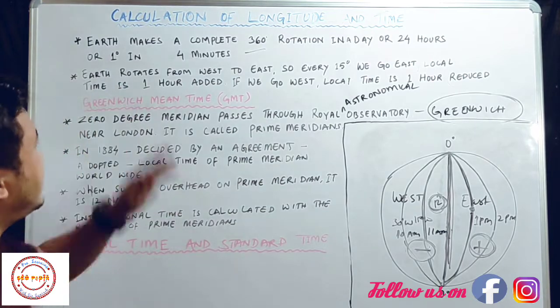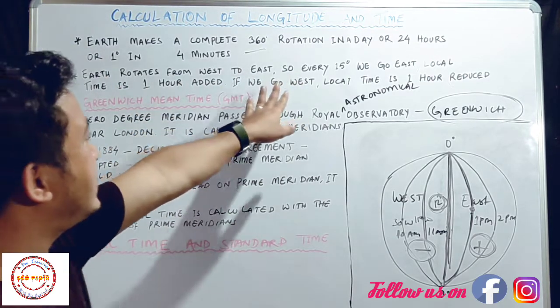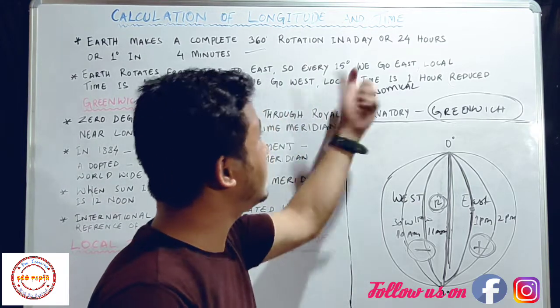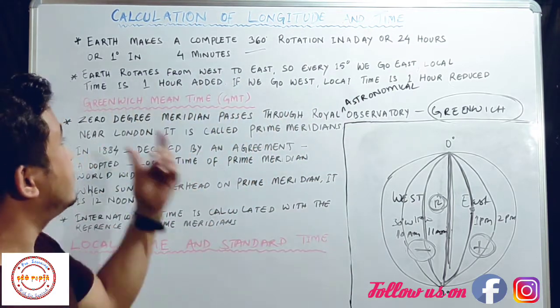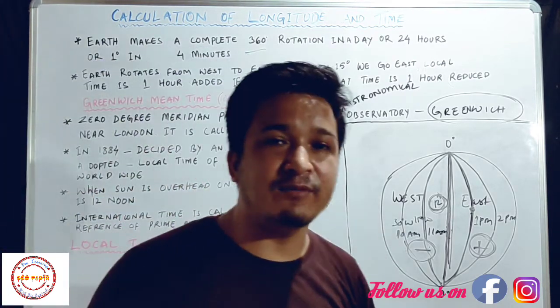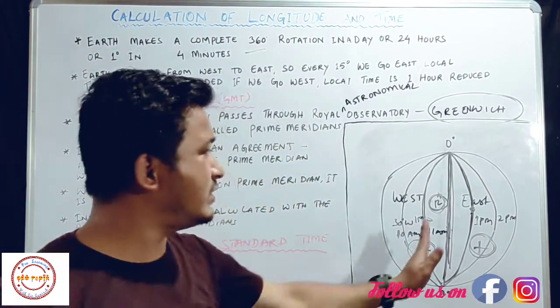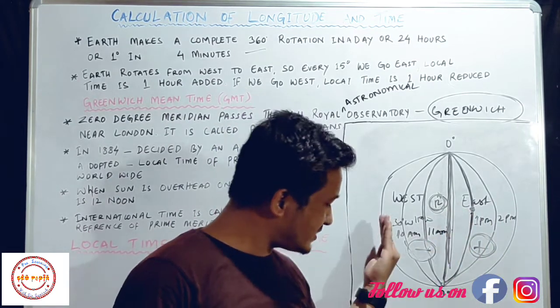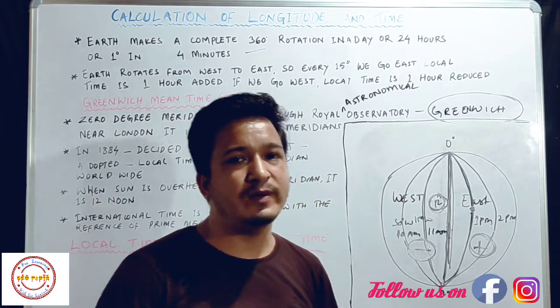So that's why here it is written earth rotates from the west to east direction. So every 15 degree we go east, then local time will be 1 hour added, and if you go to the west, then time will be 1 hour deducted. So if you go this direction, then time will be added. If you come to this direction, that is west direction, then time will be deducted.